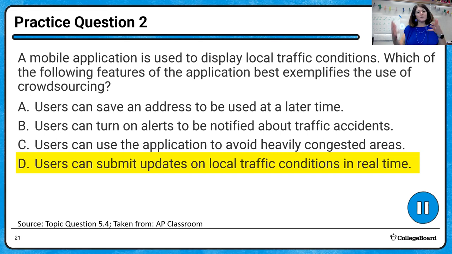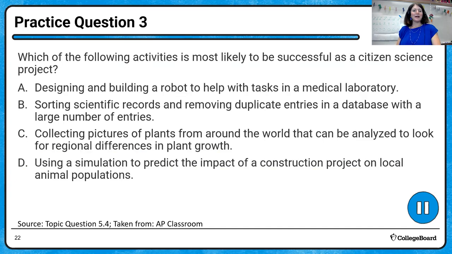So hopefully that helps understand that terminology there. Again, the first one you should have eliminated rather quickly. B and C, a little tricky because they kind of talk about, oh, let's use it for traffic, right? Crowdsourcing, help us figure out where the traffic is. But we want to make sure that we understand crowdsourcing is really how you're submitting and we're using all those people. All right, practice question number 3.